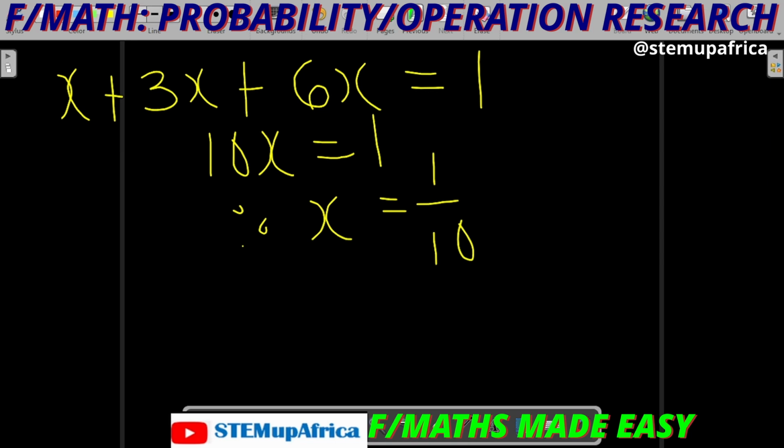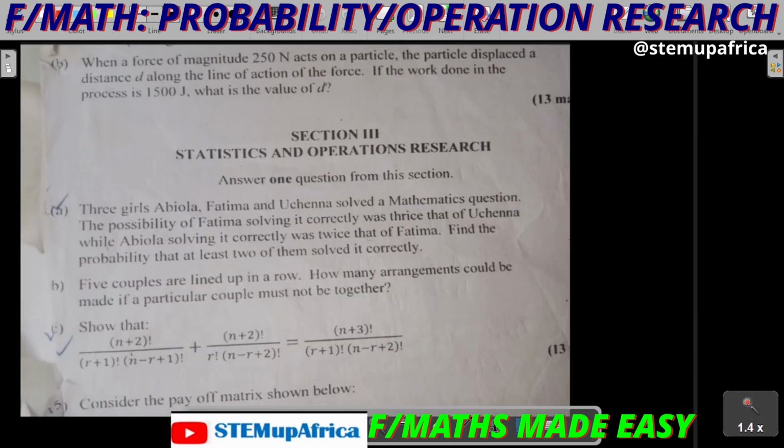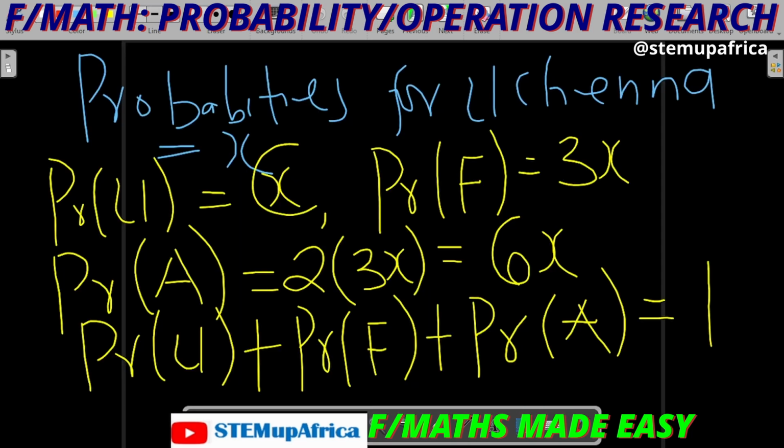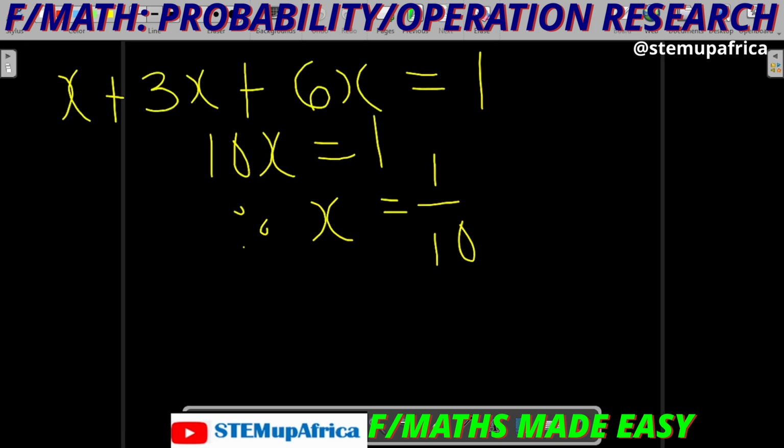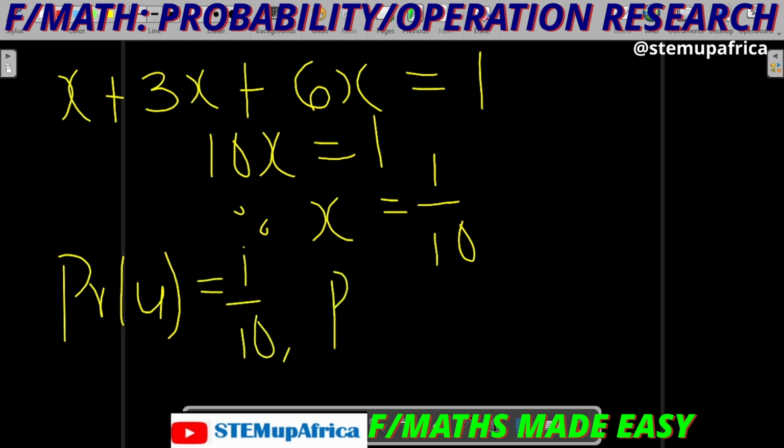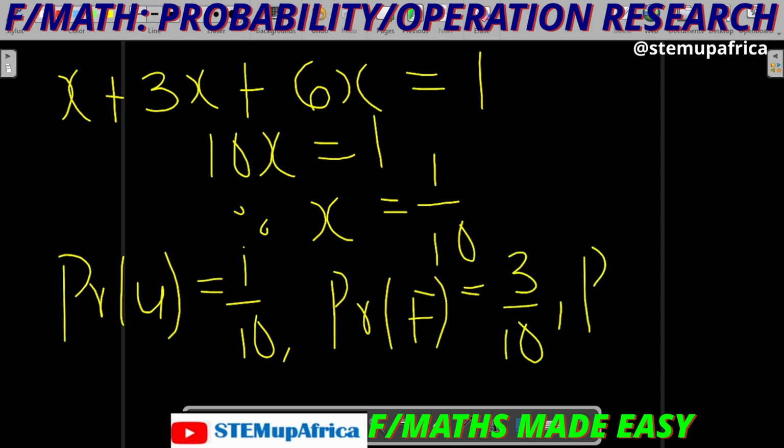So I will come back, because we said earlier, the probability of Ushena is X, that of Fatima is 2X, and Abiola is 4X. So that will give us prob U for Ushena is simply 1 over 7. Prob F, Fatima, is 2X, which is 2 over 7. And prob A, Abiola, is 4X, which is 4 over 7.